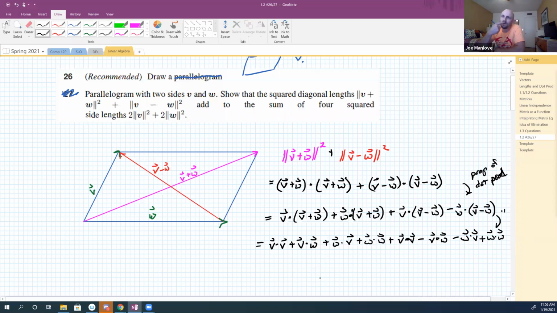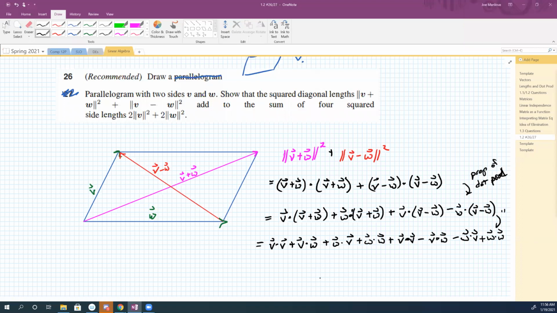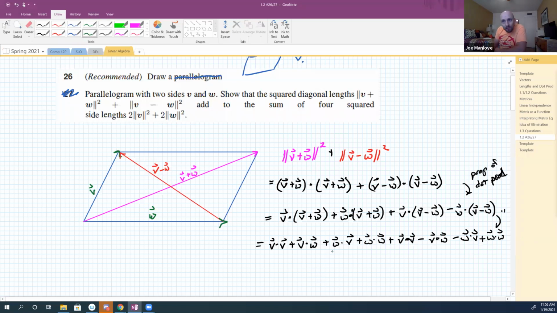And now, do you guys see anything going on here? There's a bunch of like terms that you can combine. This thing here is w dotted with v. And then over here, I'm seeing a minus w dotted with v. Great. Those cancel. Why do they cancel? Good answer, no one in particular. It's because they're scalars and they have opposite signs. Okay. And then my minus v dotted with w cancels with the v dotted with w.